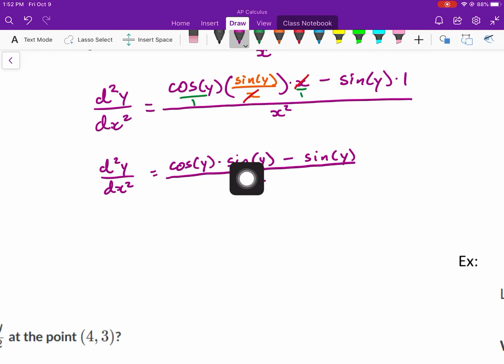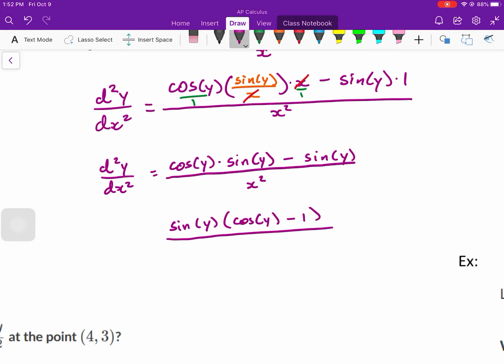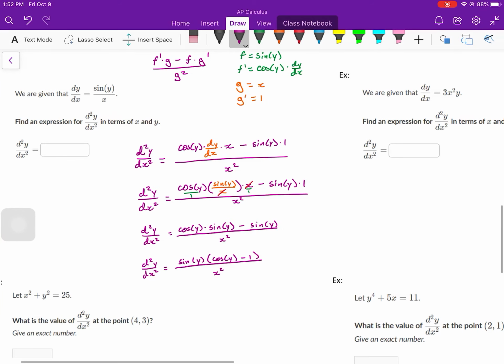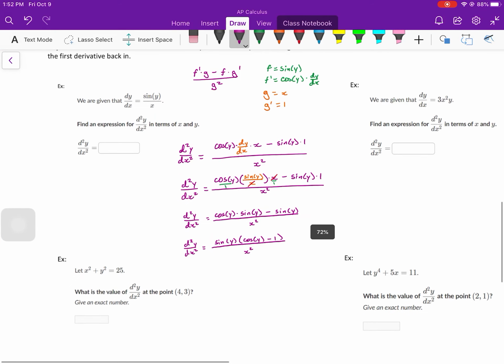And then sine of y is in common, so we could factor that out to the front. It's not necessary in free response, but for multiple choice, this could happen. Kind of makes it look a little more simplified. And there you go, that would be the answer.